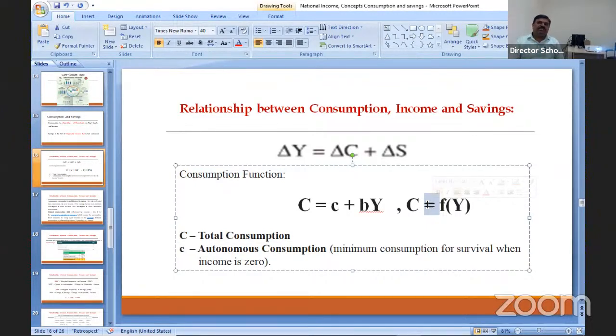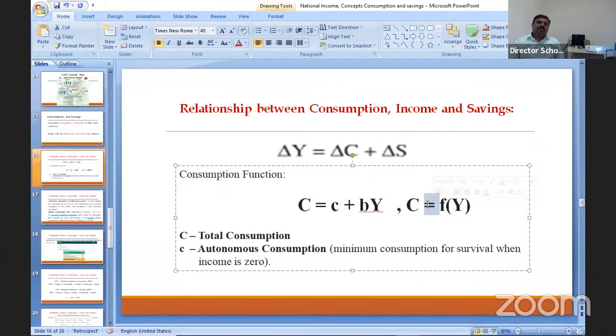If there is a slash through the equal sign, then it shows that there is no equal relationship between these two variables. But the consumption depends upon Y, that is income, and there is a positive relationship. That is the consumption function. Do you get it?